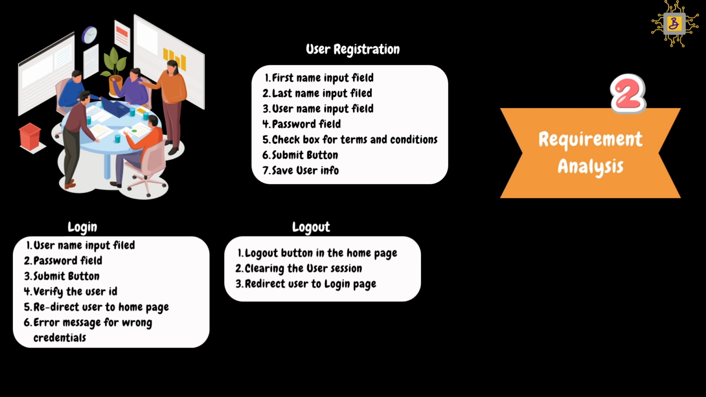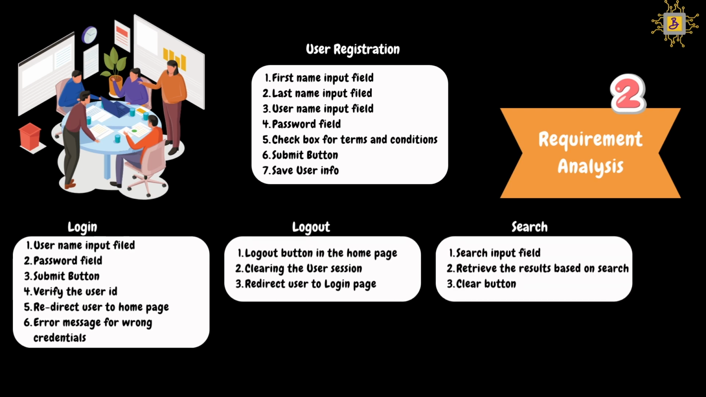Now let's look at the logout feature. Here, the application should have a logout button on the home page. After clicking the logout button, the application should clear the session and redirect the user to the login page. Next, let's discuss the search feature. Here, the application should have a search field where the user types his search item. After the user searches, the application should retrieve all the similar items from the application. The application should have a clear option to clear the existing search.